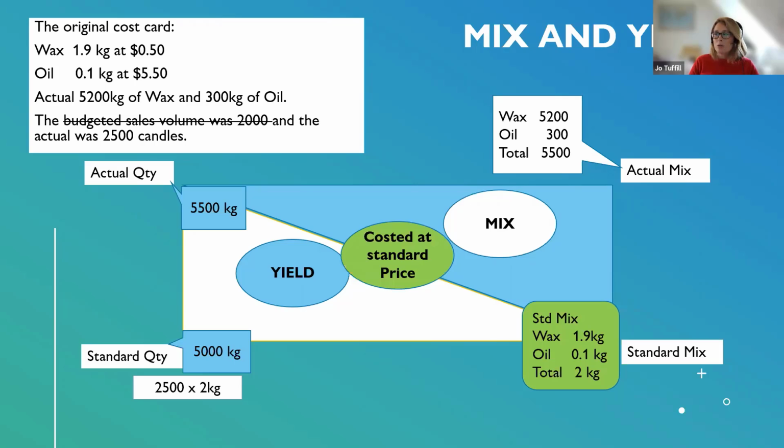We're then going to cost it all at the standard price. So the first one we're going to be looking at is the mix variance. Now remember, you're going to take the actual quantity in the standard mix minus the actual quantity in the actual mix. You can see it on my diagram, and then times it at a standard price.